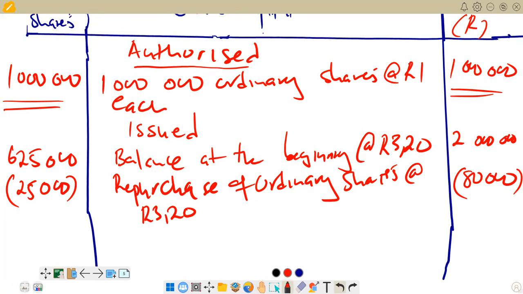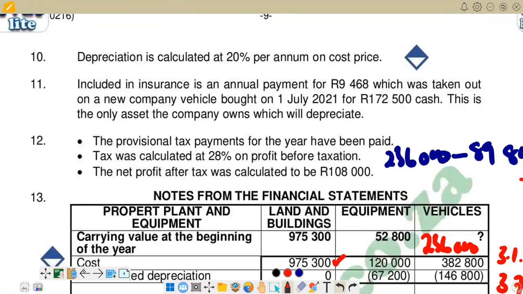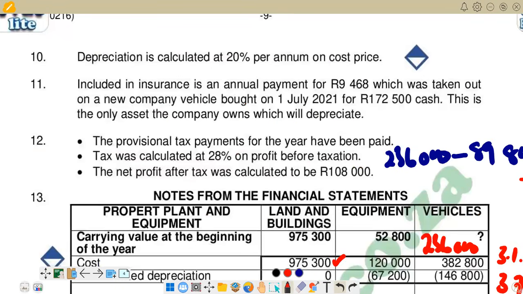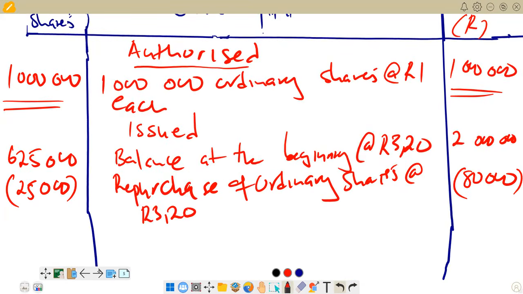If you check in the question, there's nothing that transpired in terms of issue of shares. We only have that repurchase that took place. We go through everything, and we don't have anything in terms of issue of shares. If we had an issue of shares, we are supposed to indicate that there was an issue of shares that took place. But when there's an issue of shares, the calculation of the repurchase average share price might change if there was an issue of shares that took place before the repurchase year.